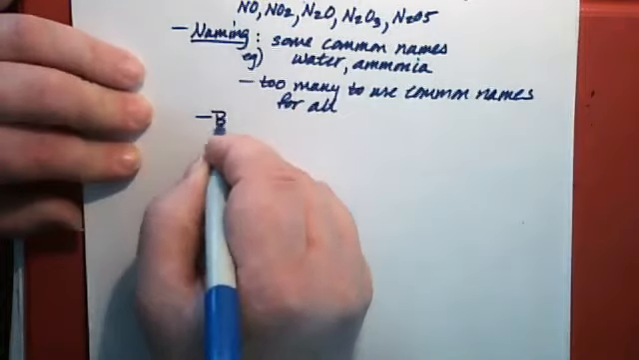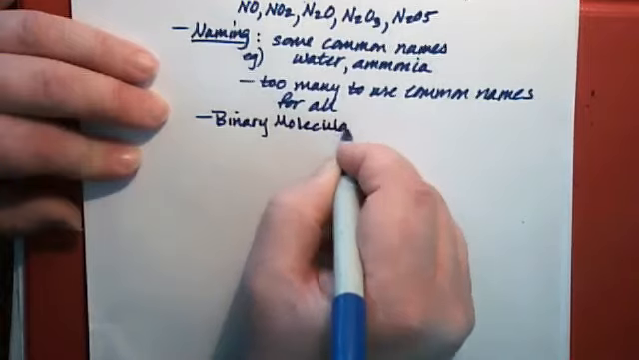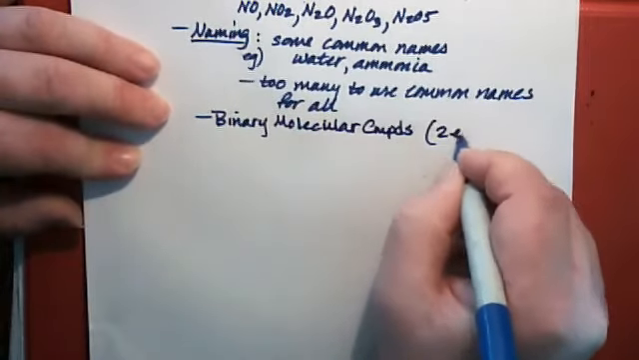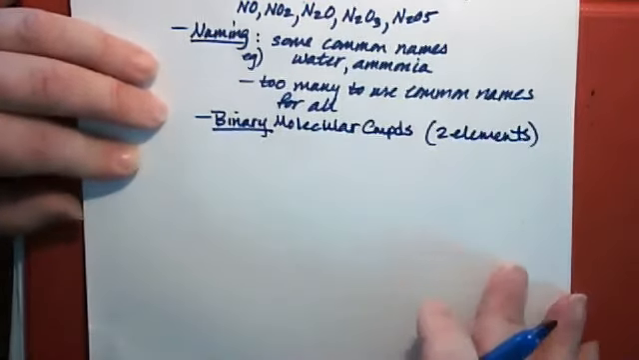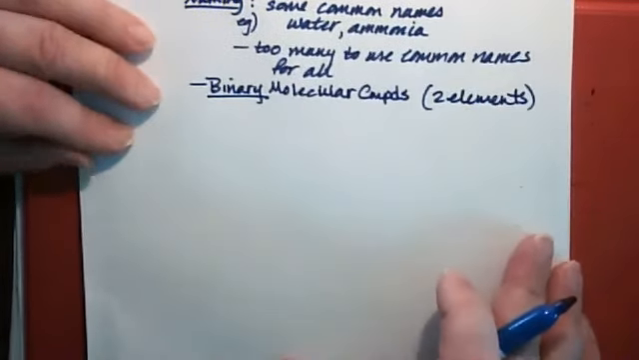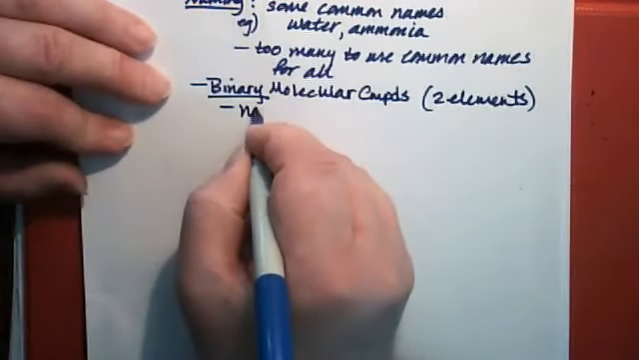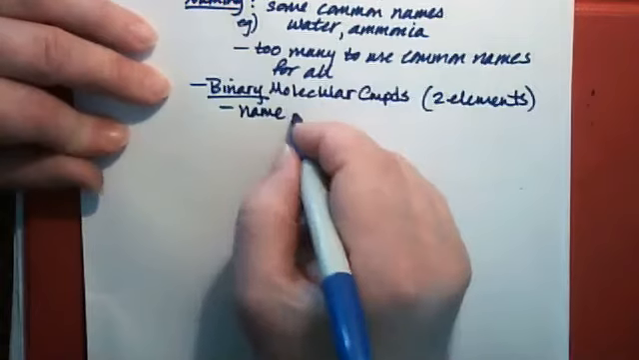Naming binary molecular compounds, that's the ones with two elements in them, is pretty simple, actually. First of all, you name the more metallic element first.